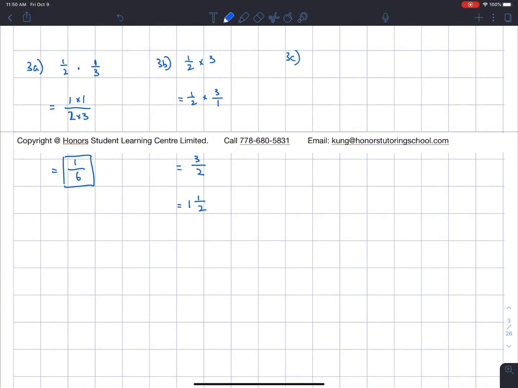3c, 1/2 times 2. Same idea, I can say this is 1/2 times 2/1. The dot means times. This time we can simplify. I can divide this by 2 to get 1, and divide this denominator by 2 to get 1. So I would just end up with 1 times 1 is 1 for the numerator, and 1 times 1 is 1 for the denominator. And 1/1 is just 1.